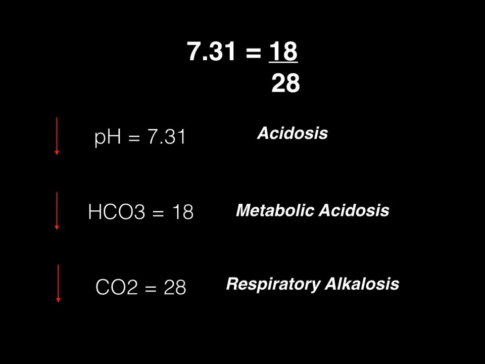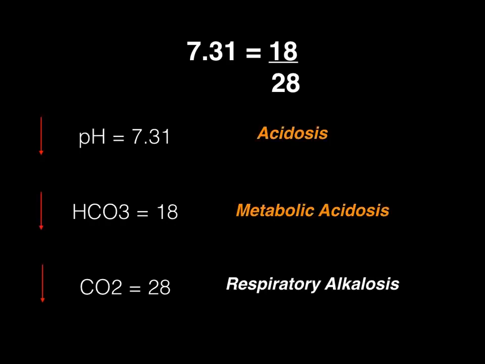Now the way that you do this is you look at the pH. We've said that the pH is an acidosis. We then have to just match that up with the numerator and the denominator and see which one is the acidosis. In this case, the only acidosis is our metabolic acidosis. So that matches the pH acidosis, and because they match, we know that the primary deficit is the metabolic acidosis.